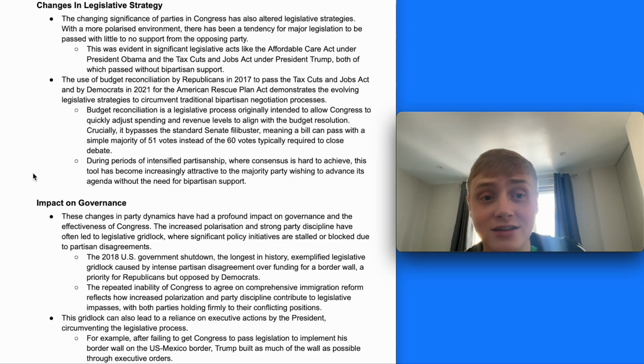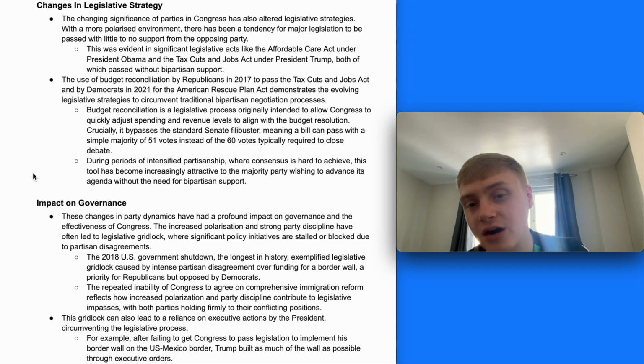So budget reconciliation is a legislative process originally intended to allow Congress to quickly adjust spending and revenue levels to align with the budget resolution. And crucially, it bypasses the Senate filibuster, meaning that a bill can pass with a simple majority of 51 votes instead of the 60 votes required to close debate through a cloture motion. So this shows they've been using this because they can't get to that 60, so they have to use budget reconciliation, effectively uniting one party behind a key piece of legislation in relation to the economy.